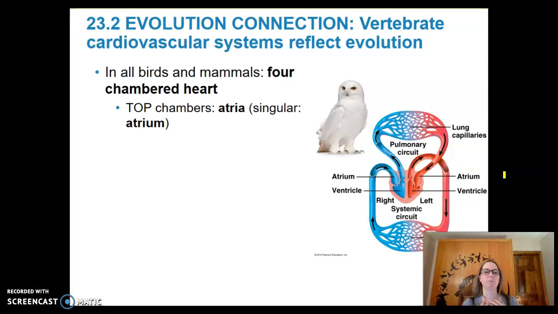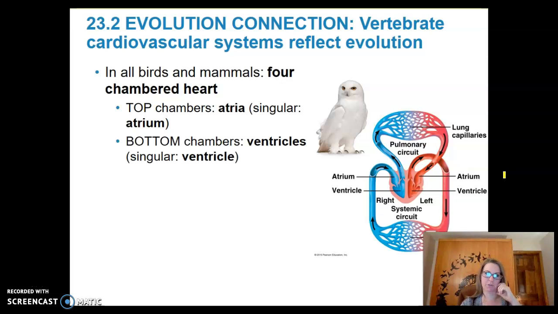So you might remember from a previous class, we have 2 chambers on top, and those are called the right atrium and the left atrium. Plural, we call that the atria. So those are the top chambers. The lower chambers are called the ventricles, or the right ventricle and the left ventricle.